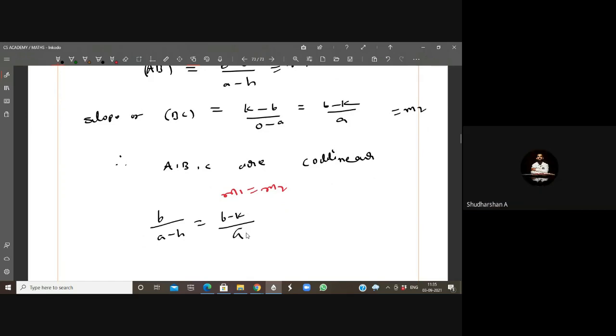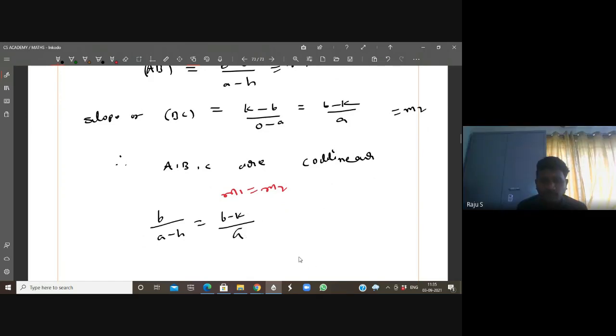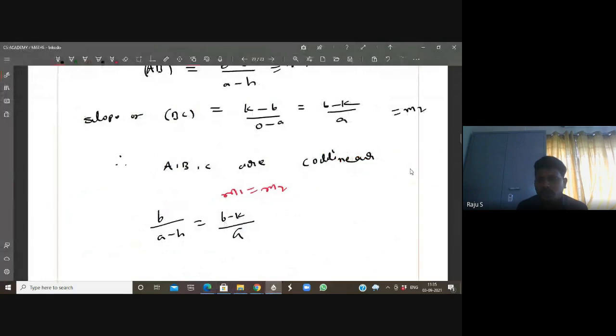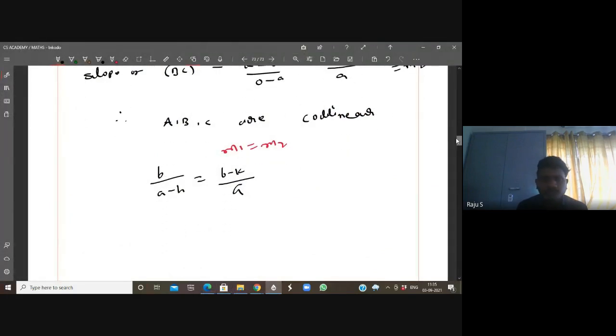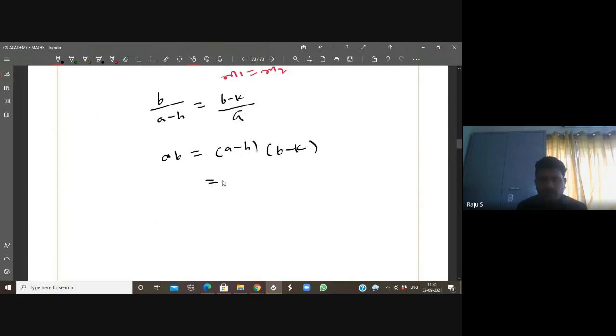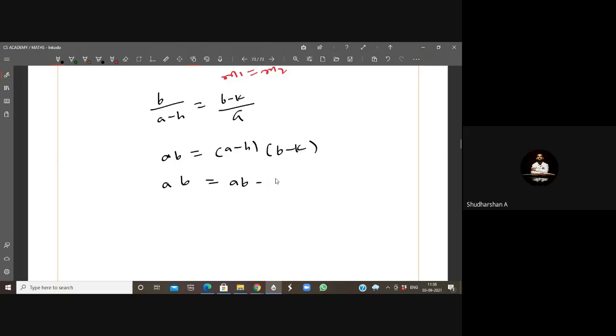Yes sir, cross multiply and you can make them. Because you know this kind, you can change it to this. You can cross multiply: AB is equal to (A minus H) into (B minus K), multiply and make them to the given conditions. So this is AB, here also AB. AB will cancel, sir.